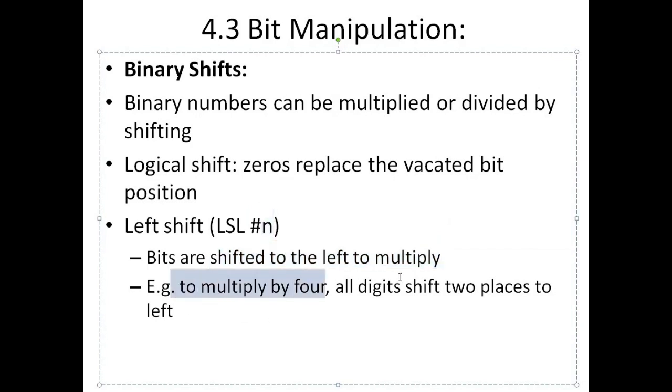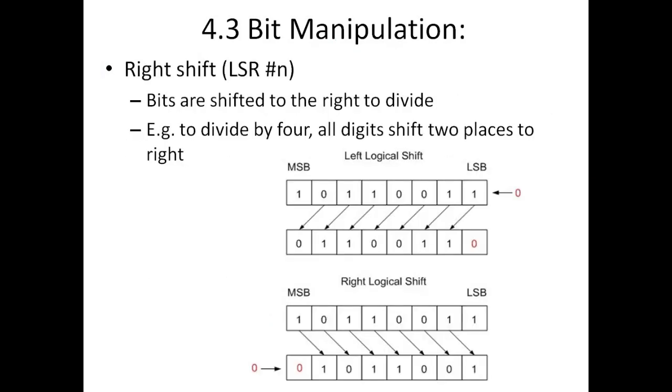To multiply by 4, all digits are shifted 2 places to the left, so it would be written something like LSL, hashtag 2. That means shift all the bits in the binary sequence 2 places towards the left, so that they are multiplied by 4.